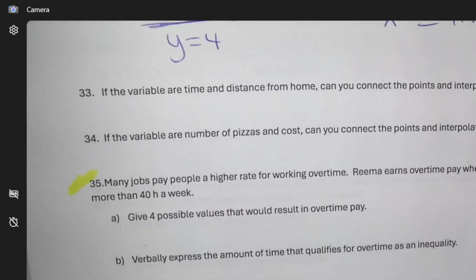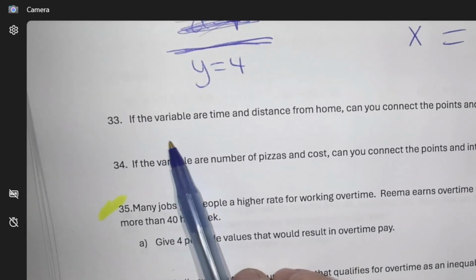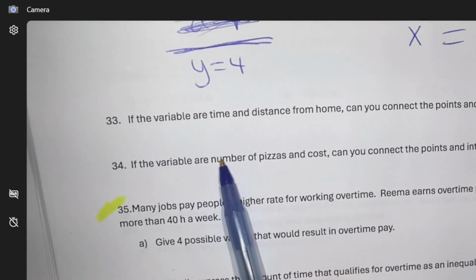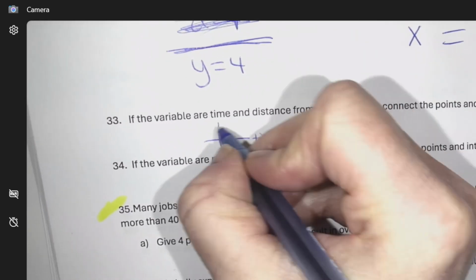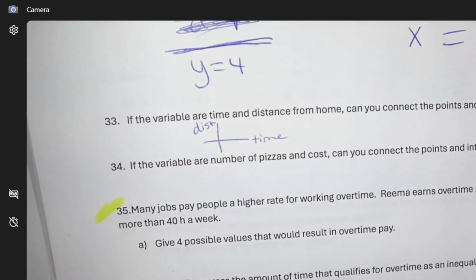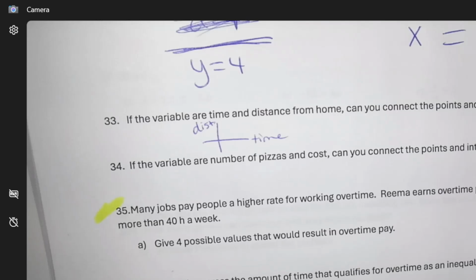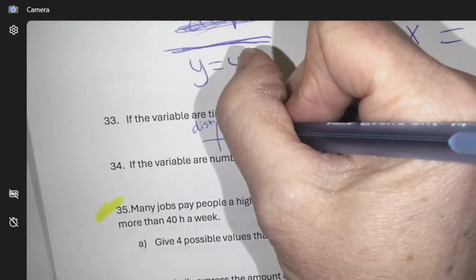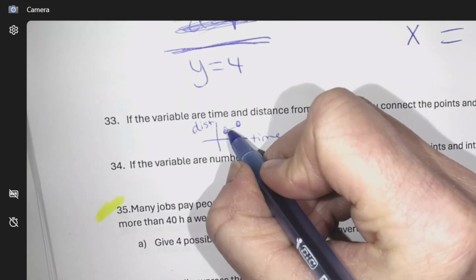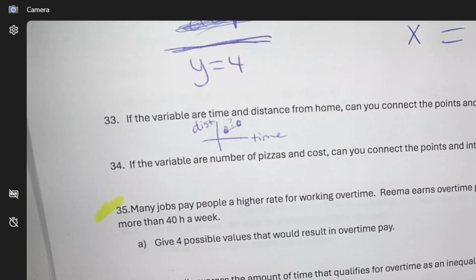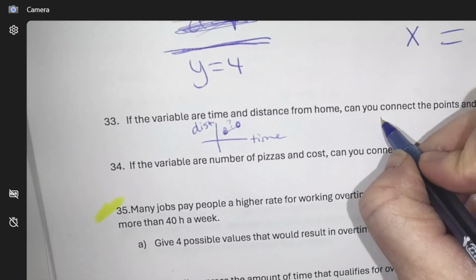Okay, the last two letters. If I'm making a graph about time and distance, these are my variables. I have a time and I have a distance. Could I connect the points together? Or could I be in between the points? So if I had a point here and a point here, could I also exist between? Yes. Why?